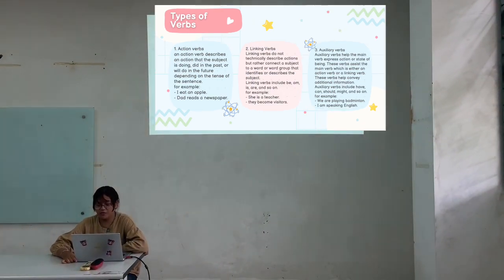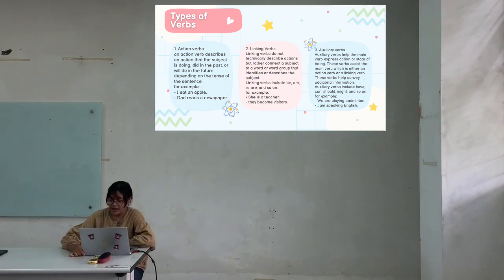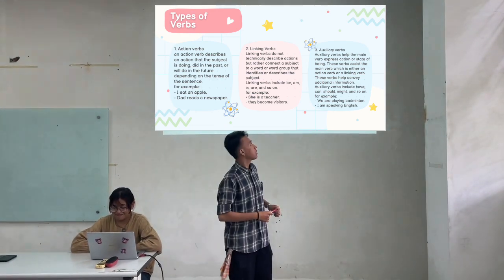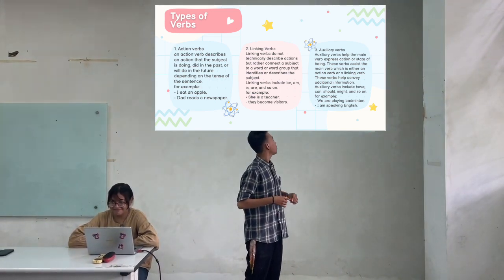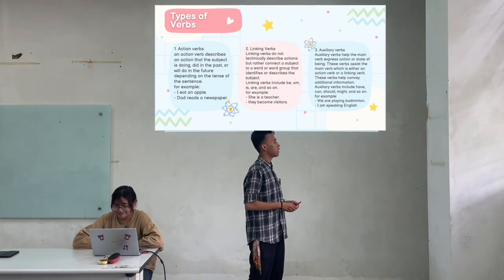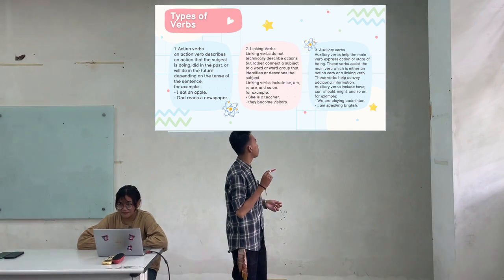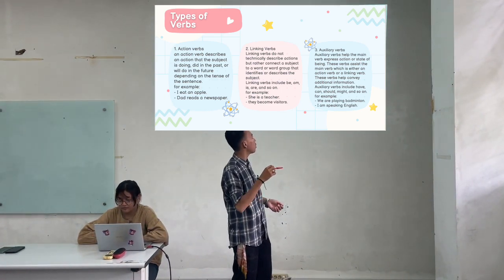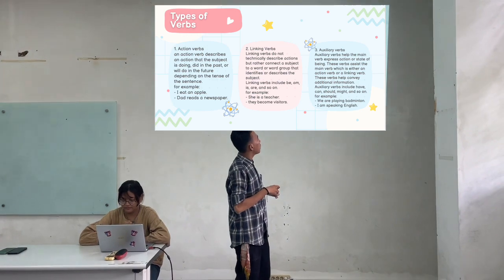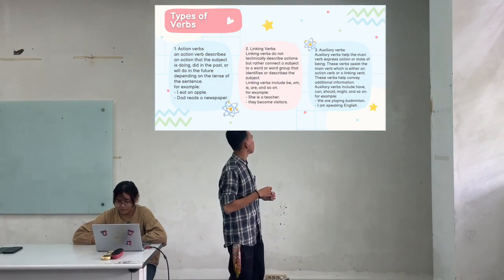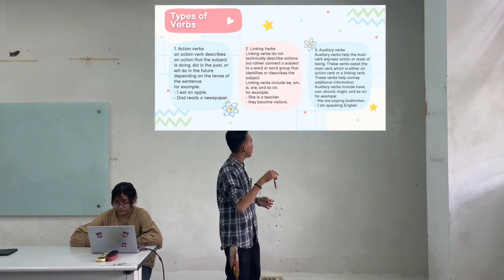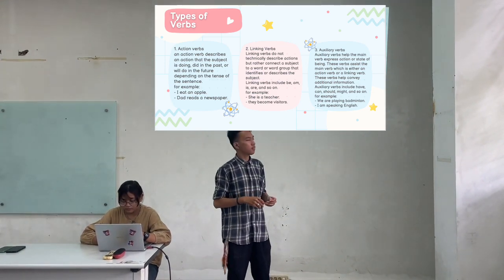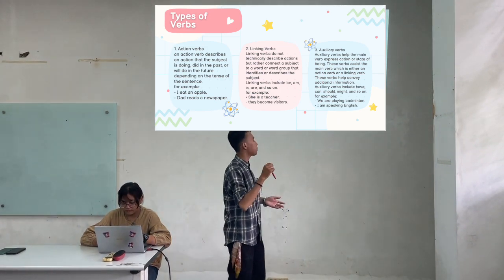Okay, Haikal will continue with the auxiliary verb, examples of auxiliary verbs, and the quiz. Okay, so I'm going to explain the auxiliary verbs. Auxiliary verbs help the main verb express action or state of being. This verb assists the main verb, which is either an action verb or a linking verb. This verb helps convey additional information. Auxiliary verbs include have, can, should, might, and so on. For example, we are playing badminton, or I am speaking English.